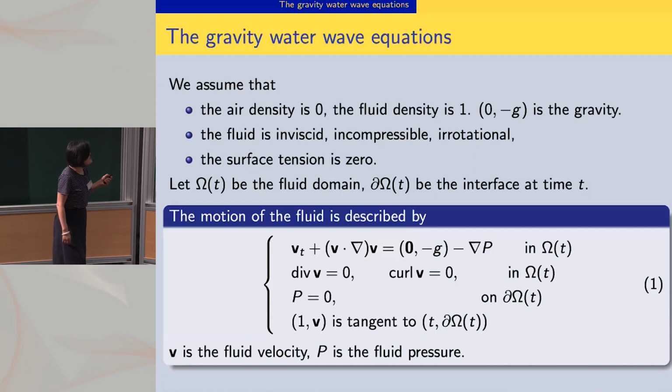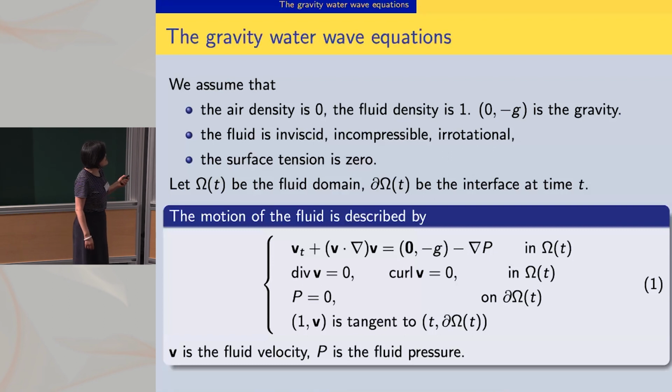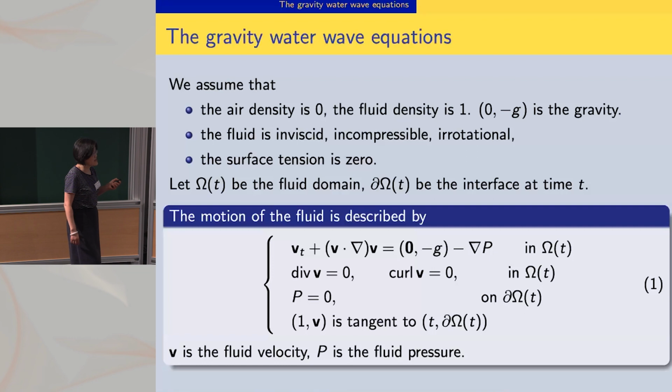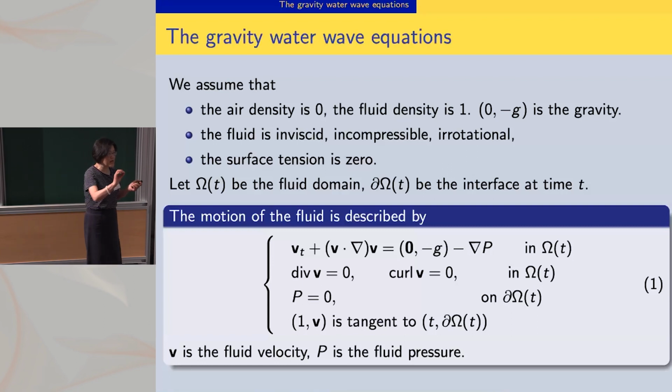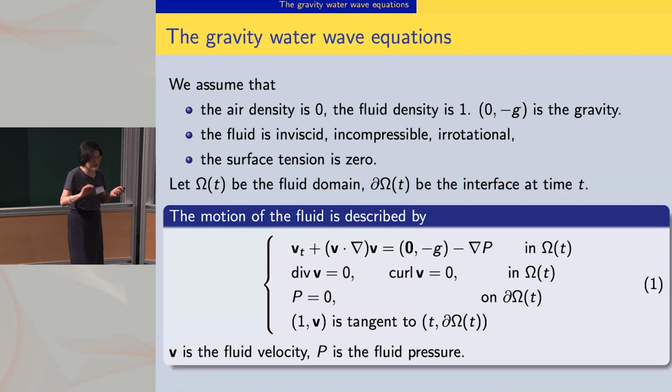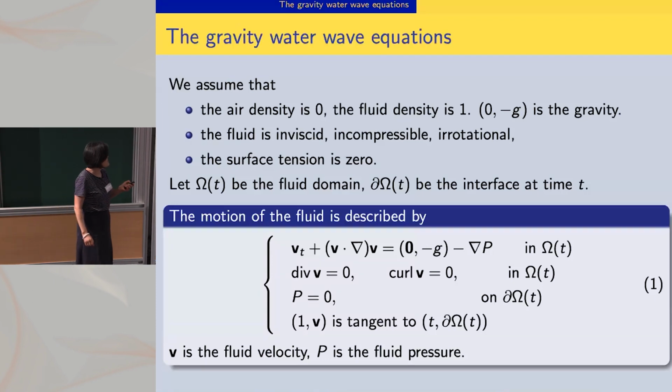Okay, so we know that the motion is described by the Euler equation with gravity. Here p is pressure and v is velocity; incompressible means the divergence is 0, and irrotational means the curl is 0. The pressure is 0 on the interface. And the last statement is that the particles on the boundary remain on the boundary for all time.